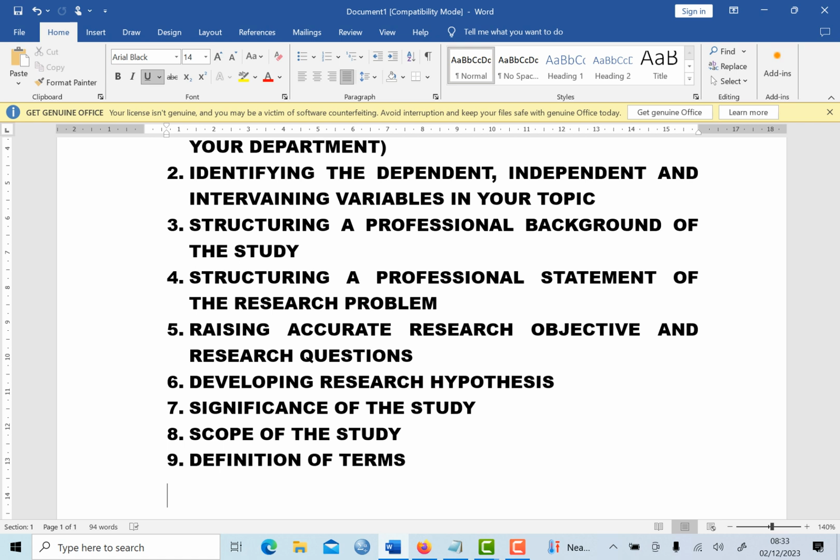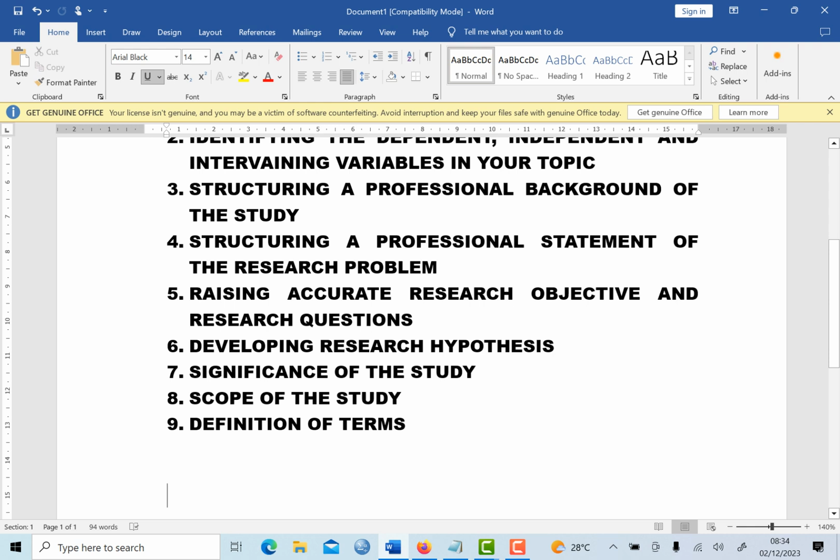Then we're going to be talking about the significance of the study. Not only that, we also talk about the scope of the study. The significance is what the study offers, maybe to the government, to policy makers, to educational bodies, as in what will be the benefits of that topic to all those bodies. Then the scope is the geographical location where this study is going to be carried out, or the period of time where this study is going to be carried out. Then we are going to talk about the definition of terms.